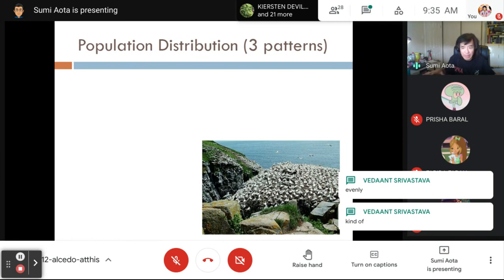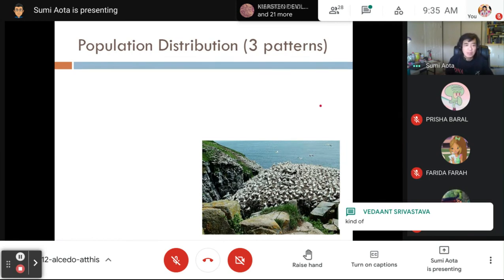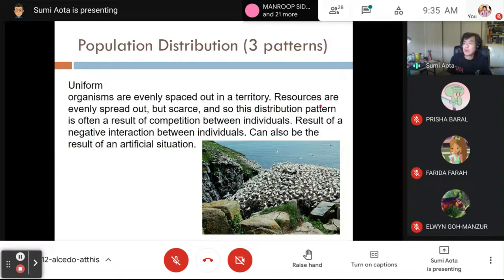Yeah, it's pretty even, right? So the distribution is what we describe as uniform, okay, or even. So the organisms are evenly spaced out in a territory, okay? The reason that this occurs is because the resources that the birds need are evenly spread out, but they are still scarce, okay? So you have competition between individuals, okay?